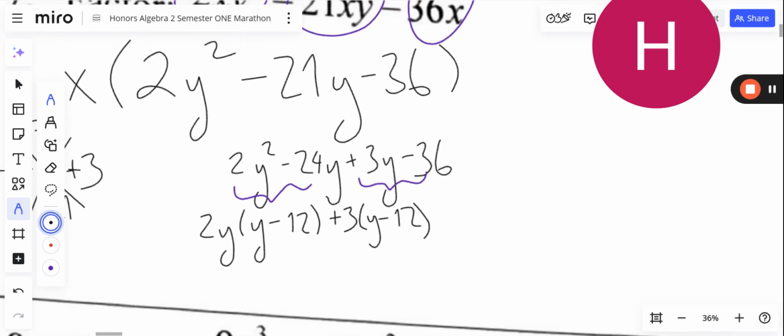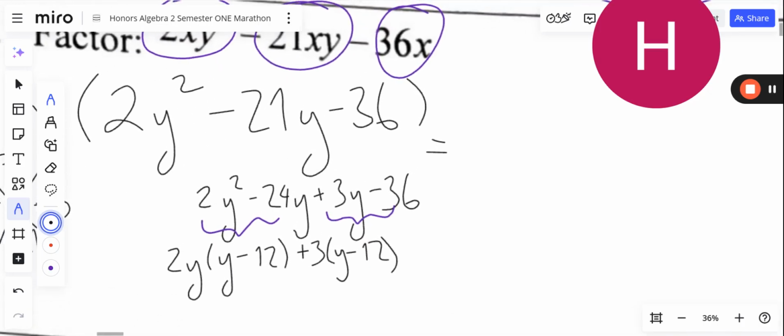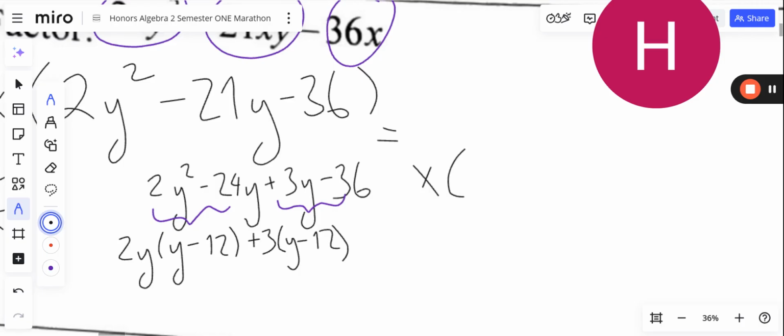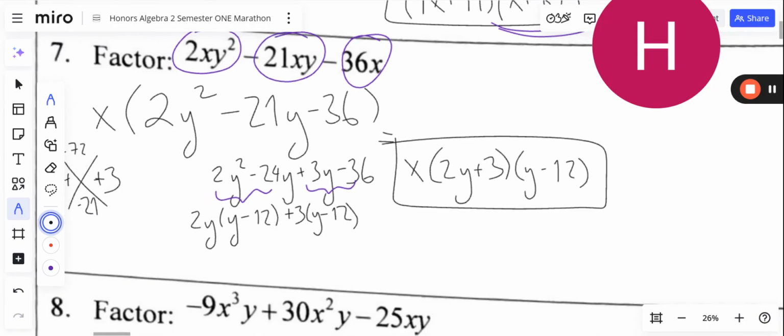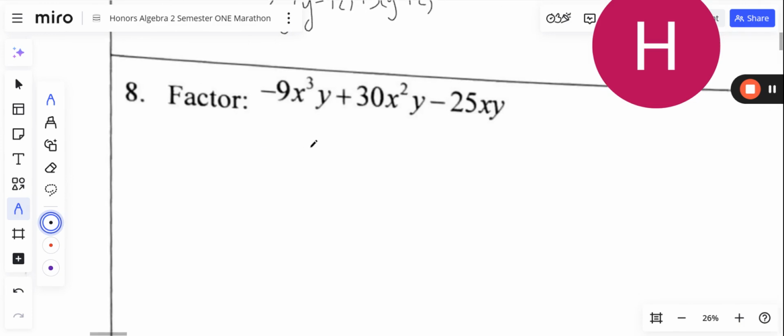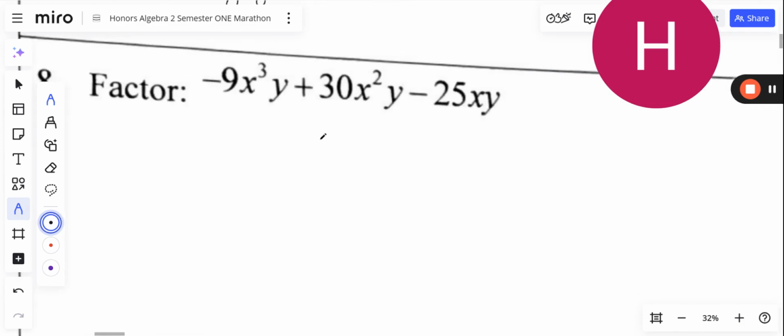So altogether, don't forget that there was an x in front, just kind of hanging out, waiting for everybody to group together. We have x times 2y plus 3 times y minus 12, and that is fully factored. Okay, making some pretty good time here, but the problems will absolutely get more complicated and tougher. Let's use the greatest common factor method here again.